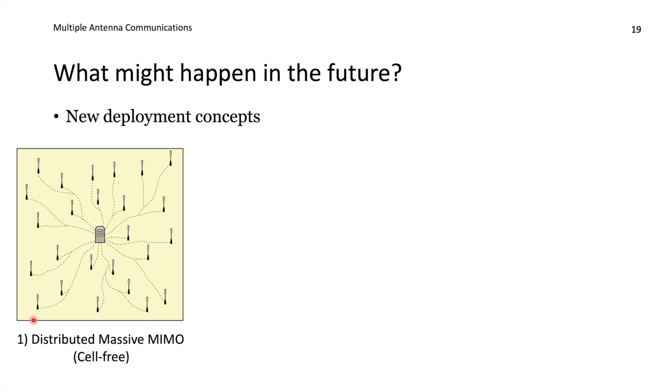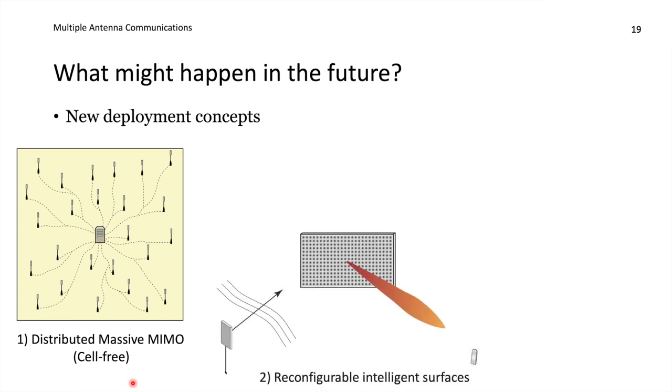This deployment concept is called distributed MIMO because you have an array of antennas, but they are distributed geographically. And sometimes it's also called cell-free massive MIMO, with the idea that we will not divide the world into cell areas, but there will be antennas everywhere, and wherever you are, you will be served by a subset of them, those that are reaching you as a user.